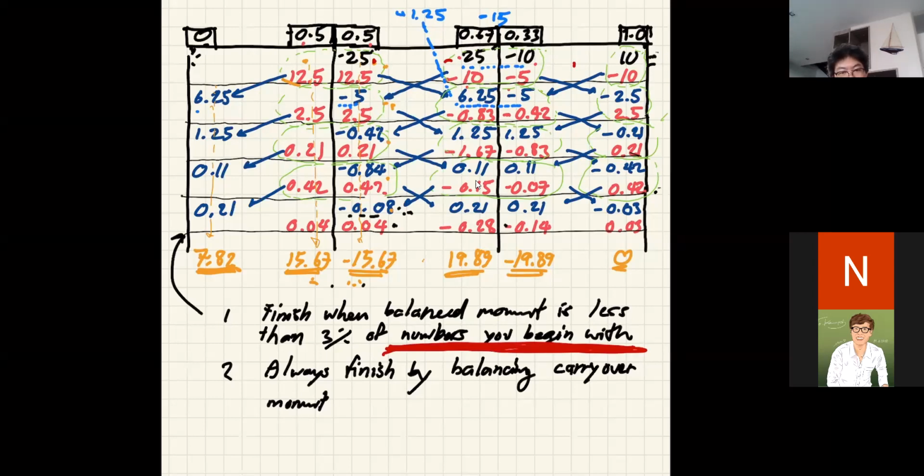Example 25 compare with the 0.08, right? Sort of, yes. Okay. But you shouldn't compare with this. You should compare with this 0.04, because 0.08, this is the moment that is carried over. You need to balance it.